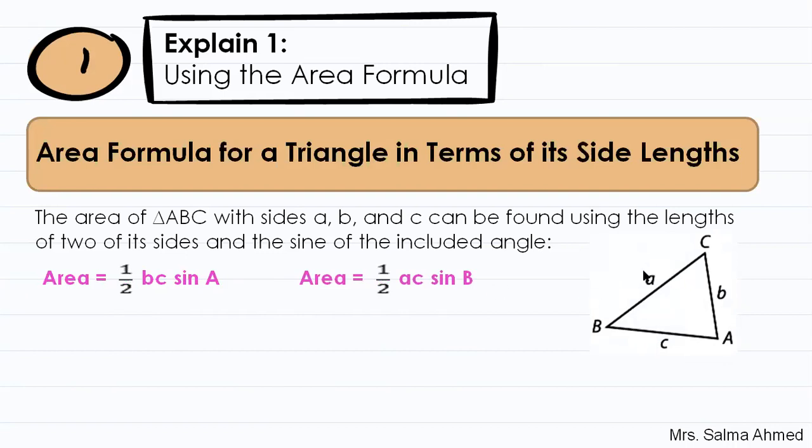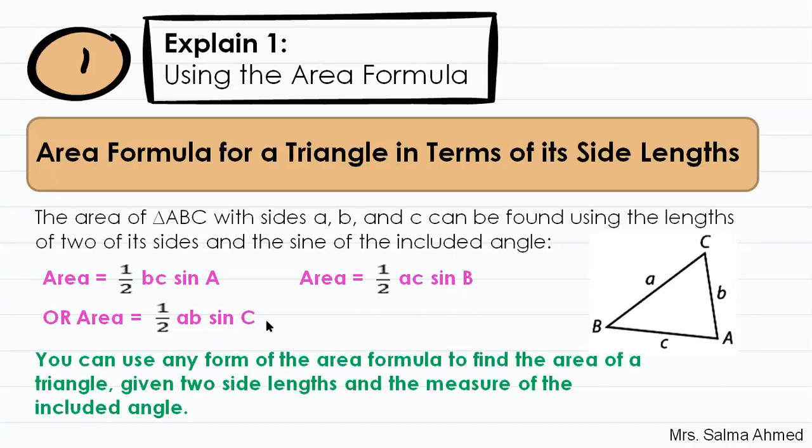If given side A and side C and the included angle, which is B, I'm going to change to this rule, which is area equal half side A times side C sine angle B. Or if given side A and side B and the included angle, which is C, I'm going to have this rule, which is area equal half A times B sine C. You can use any form of the area formula to find the area of a triangle, but you must have 2 side lengths and the measure of the included angle between them.